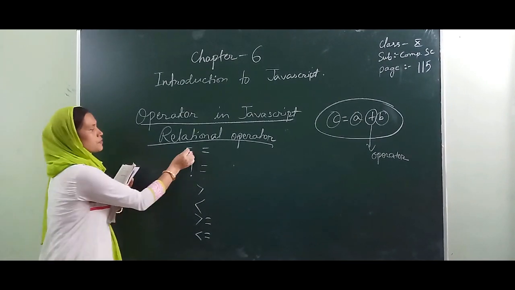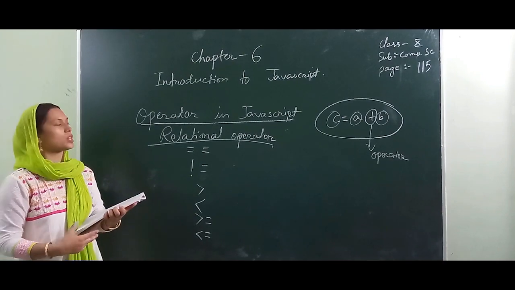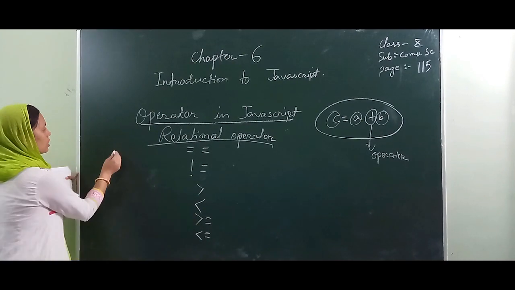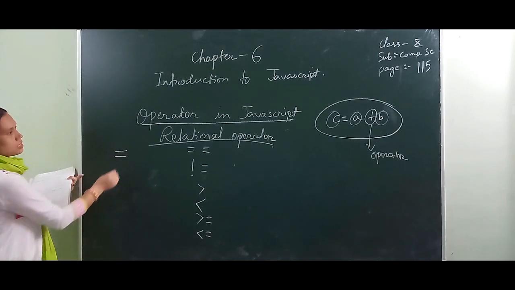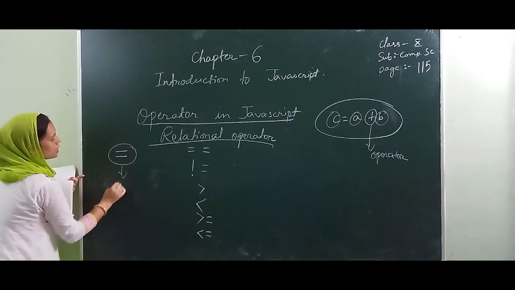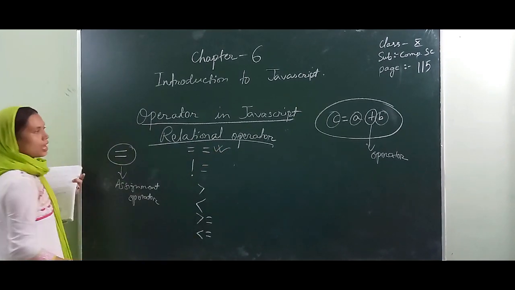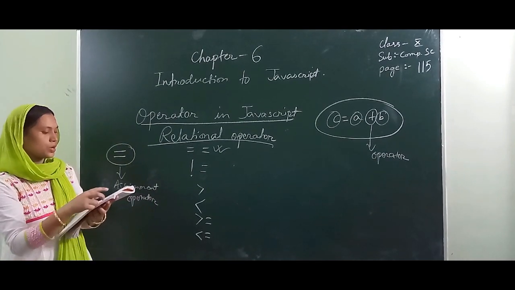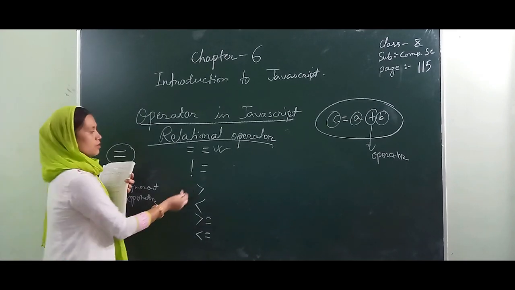The function of equal to here in the relational operator: double equal to indicates the equal to symbol. It is different from the previous topic, where single equal to is the assignment operator. But here in the relational operator, it is double equal to, and double equal to is used for equal to. Not equal to indicates the values are not equal.